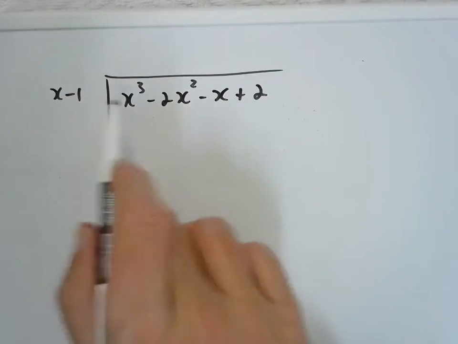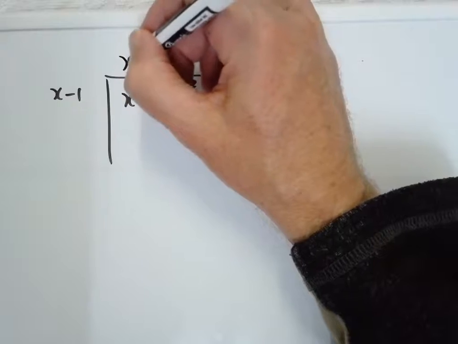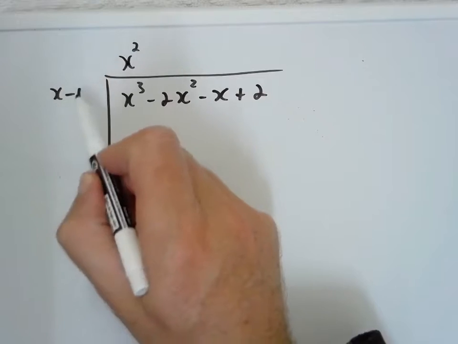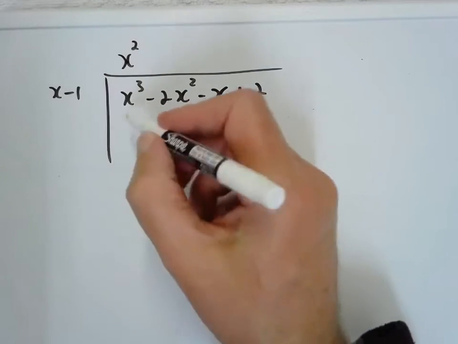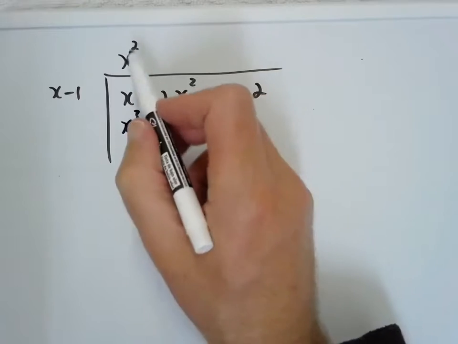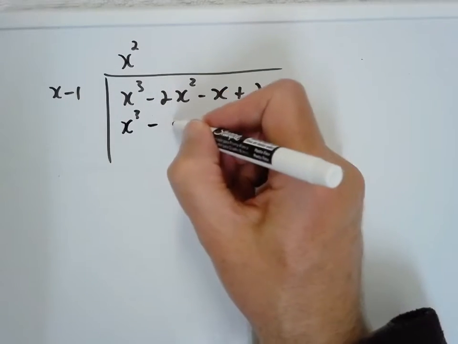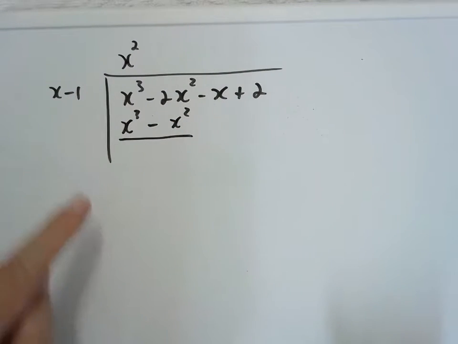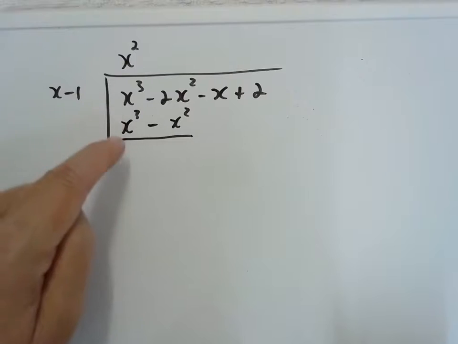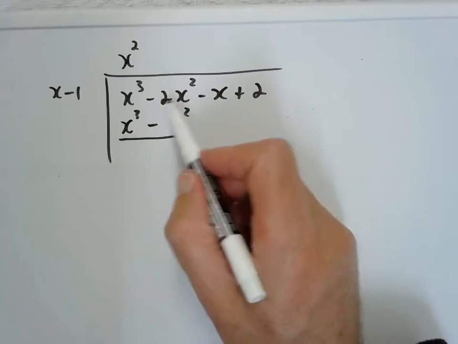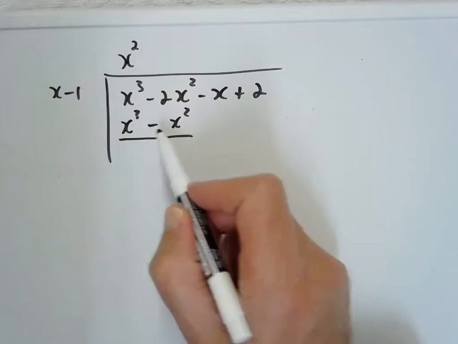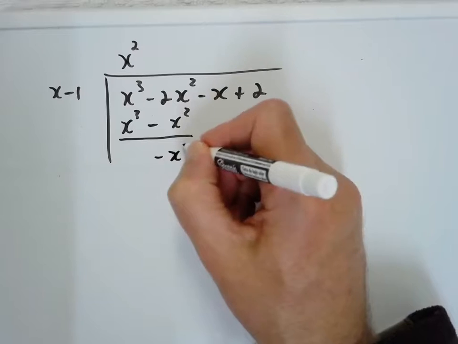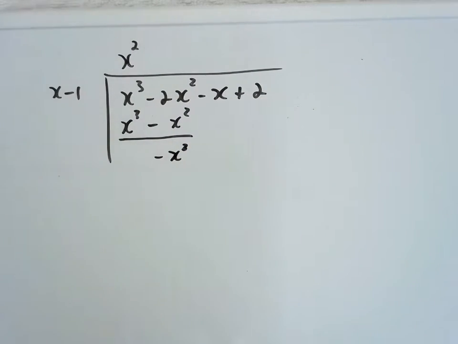How many times does x go into x cubed? It goes in x squared times. Then I'm going to multiply back through. X squared times this. X squared times x is x cubed. X squared times minus 1 is minus x squared. Just like with our numbers, I'm going to subtract. X cubed minus x cubed, 0. Minus 2x squared, subtract negative x squared. 2 negatives make a positive. So minus 2x squared plus x squared is minus x squared.